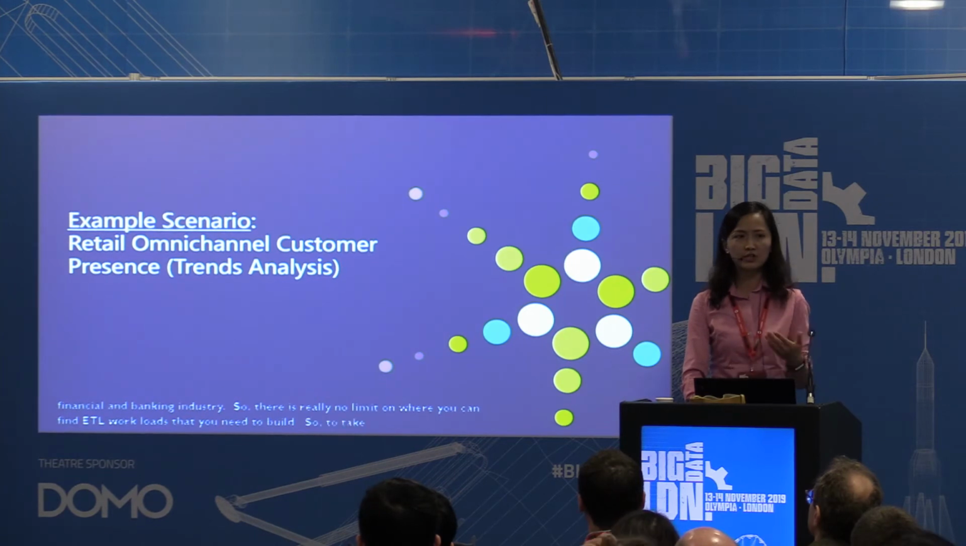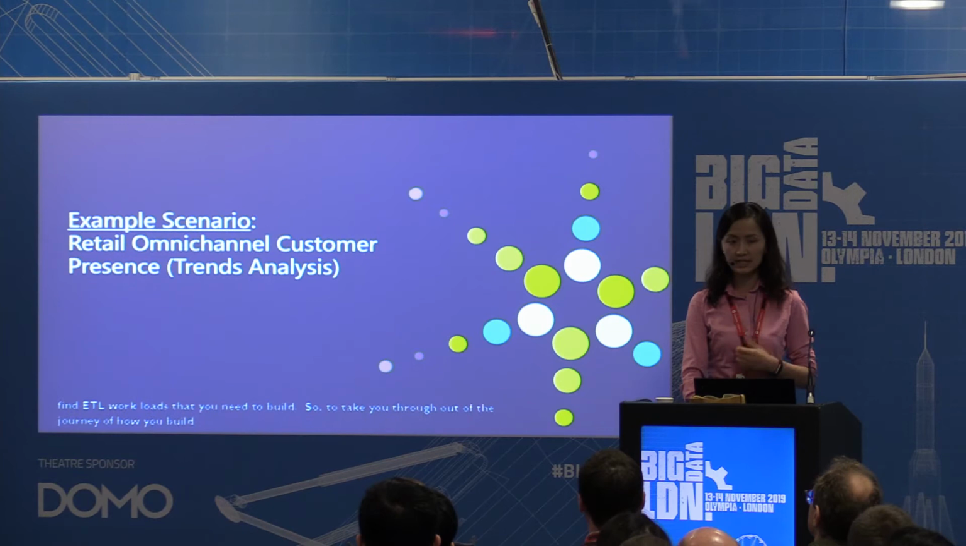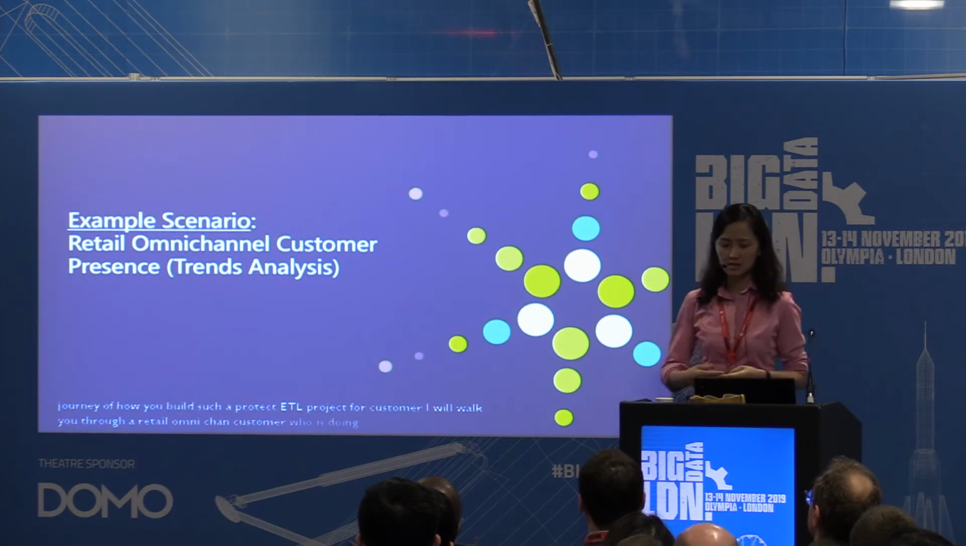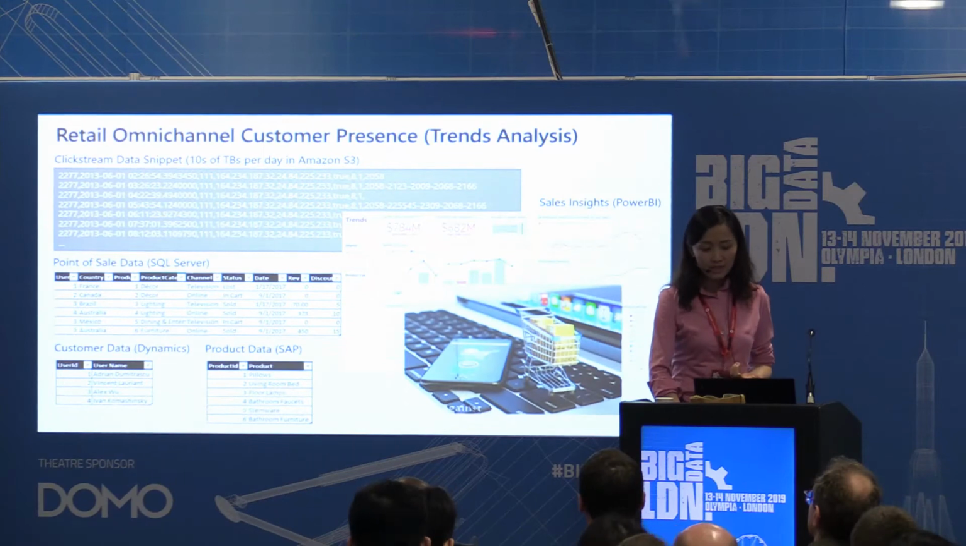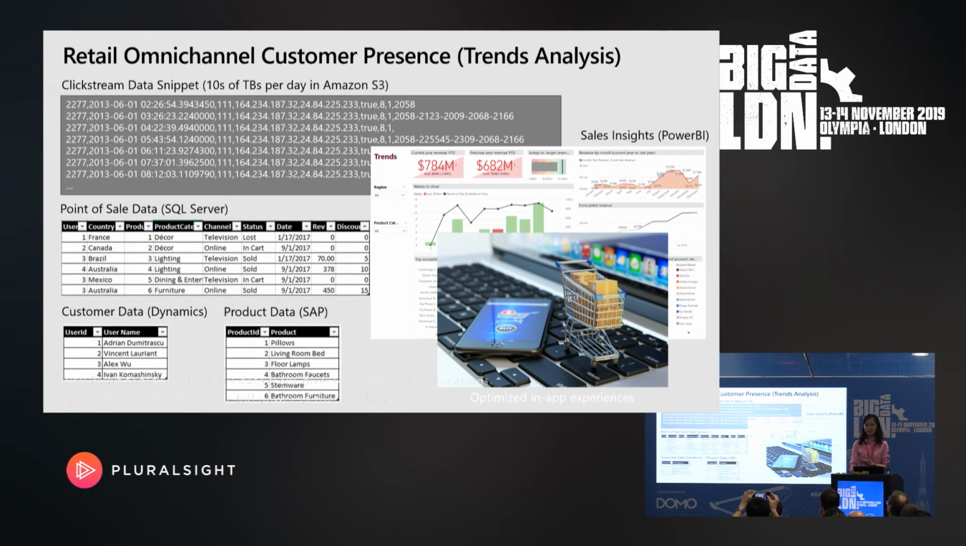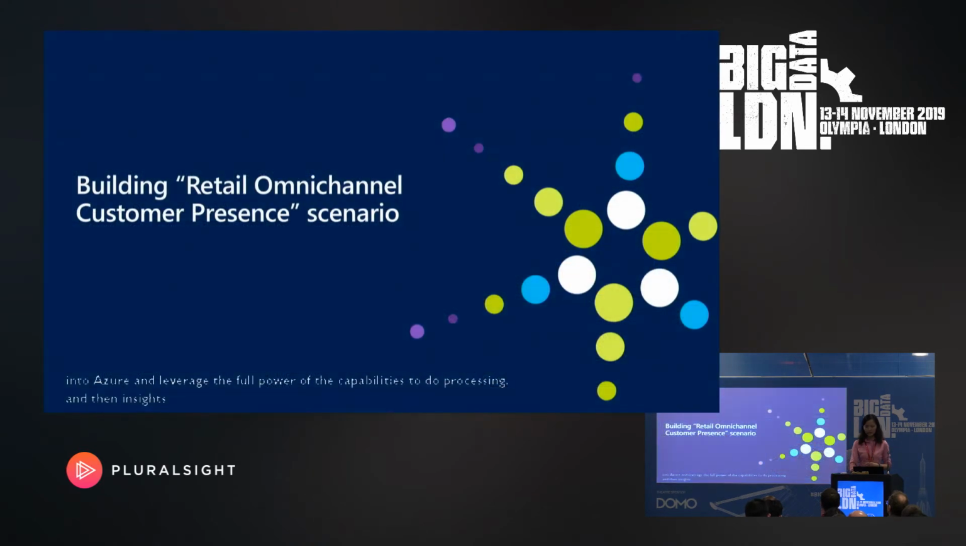So to take you through the journey of how you build such an ETL project for a customer, I'm going to walk you through a retail omni-channel customer who is doing trend analysis against their customer data. So their requirement is to be able to aggregate data from different silos. So you have clickstream data that's available and being collected in Amazon S3, point of sales data in on-prem SQL Server, customer data in Dynamics, and product data in SAP. So the challenge here is how you bring together all of this data from diverse assets, diverse locations into Azure and leverage the full power of the analytics capabilities to do processing, aggregation, and then get insights out of this data. So let's go through that journey.